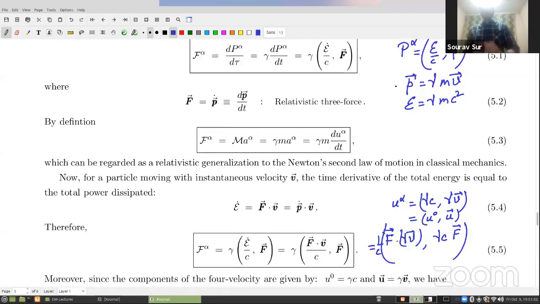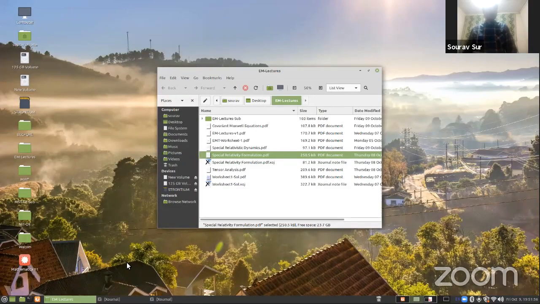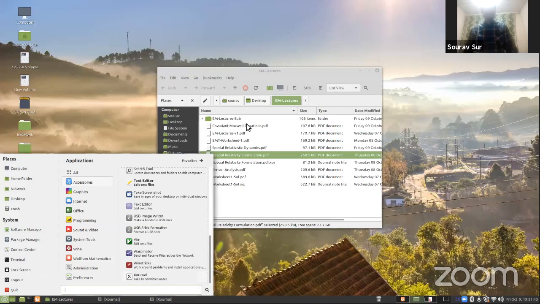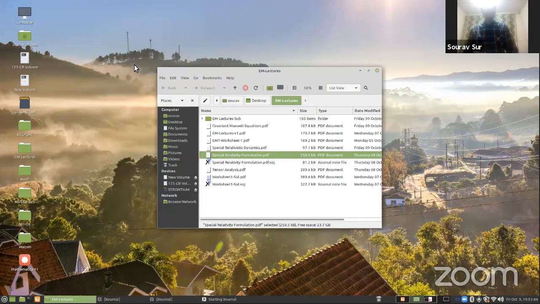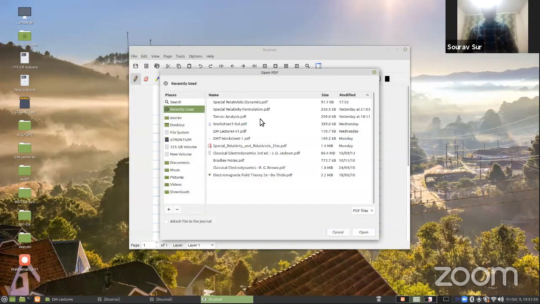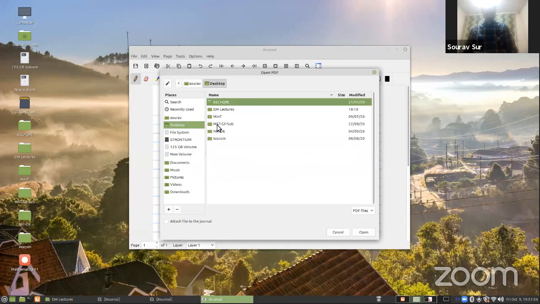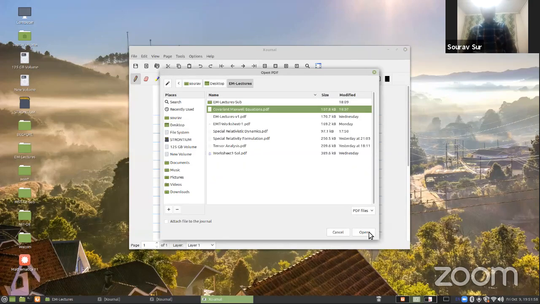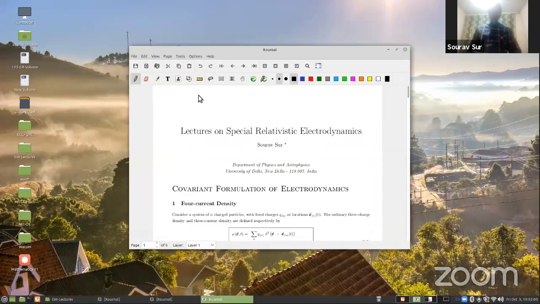So I'll save this one as well. Then I'll go to the next chapter, which is the covariant Maxwell's equations. All these annotated notes would be given to you.